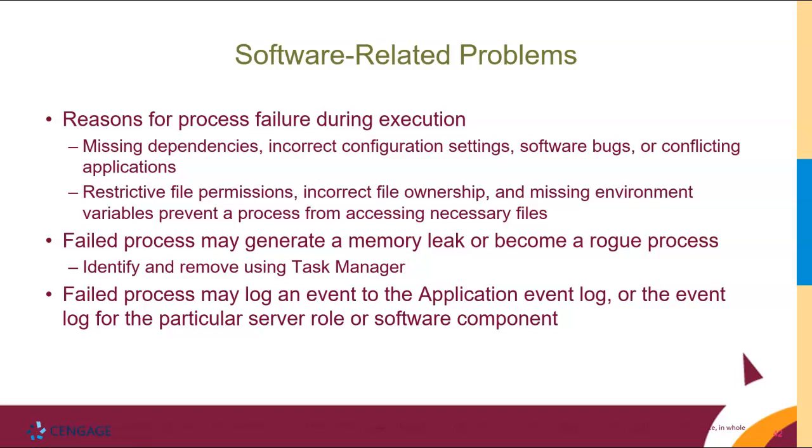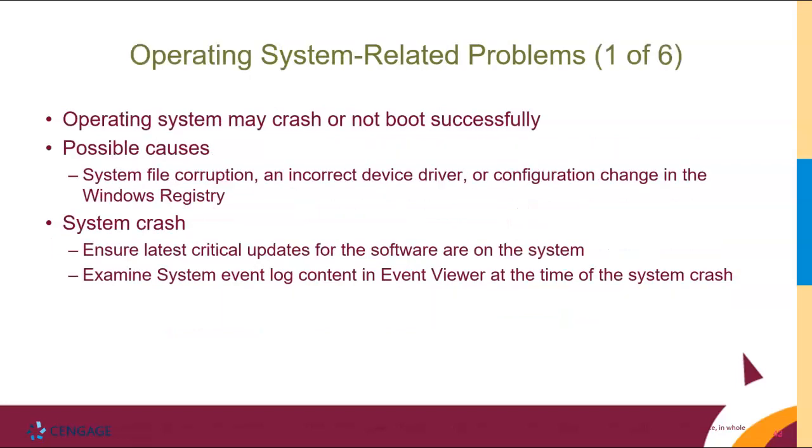A failed process may generate a memory leak or become a rogue process. You identify and remove it using Task Manager. The failed process may log an event to the application event log or the event log for the particular server role or software component, so you may see that. That's why, again, I said it's important to look in the event log. Usually that's the first place I go to try to find an issue, to see if there are any logs being generated that would indicate an error or some kind of information. That's generally where I go first.